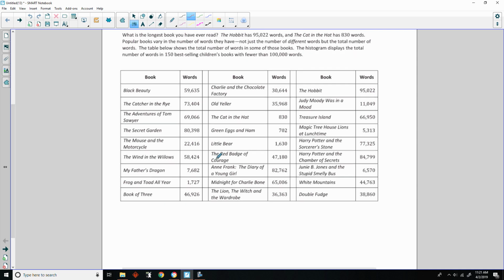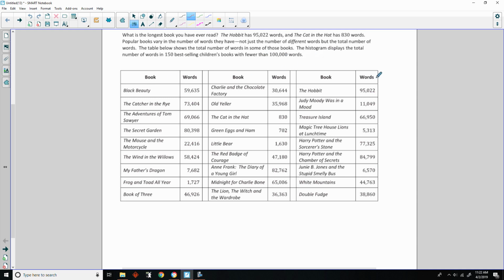What is the longest book you have ever read? The Hobbit has 95,022 words, and The Cat in the Hat has 830 words. Popular books vary in the number of words they have, not just the number of different words, but the total number of words. The table below shows the total number of words in some of those books. The histogram displays the total number of words in 150 best-selling children's books with fewer than 100,000 words.